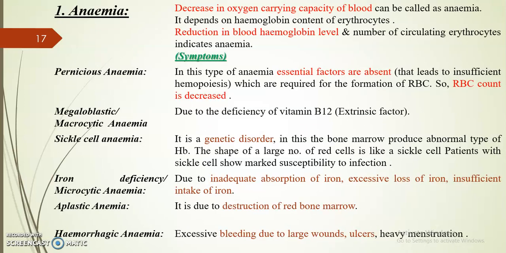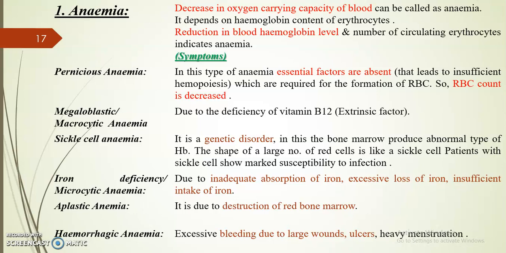Disorders of RBCs are anemia. In anemia, there is a decrease in the oxygen-carrying capacity of the blood. It also depends on the hemoglobin content of the erythrocytes. The reduction in the blood hemoglobin level and the number of circulating erythrocytes indicates anemia. When there is a reduction in the hemoglobin level and in the number of circulating erythrocytes, they cause anemia.